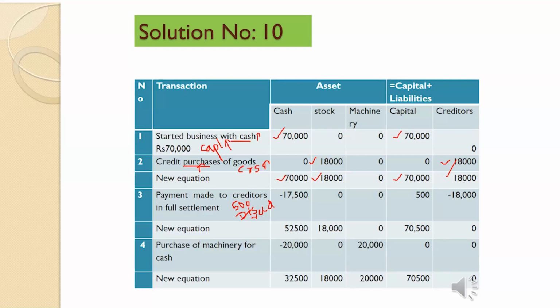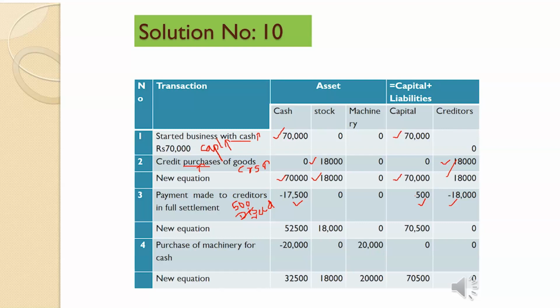Discount received in the sense that 18,000 is the value of the goods, and we have to pay only 17,500. So 18,000 minus 17,500, the difference is 500. That is the revenue, and it is added with the amount of capital. So cash value decreases by rupees 17,500, the creditors value also decreases by 18,000, and then 500 is added to the amount of capital.